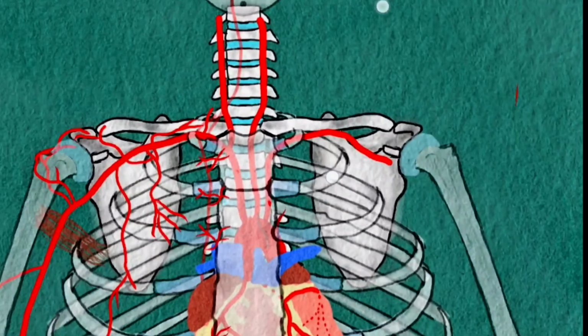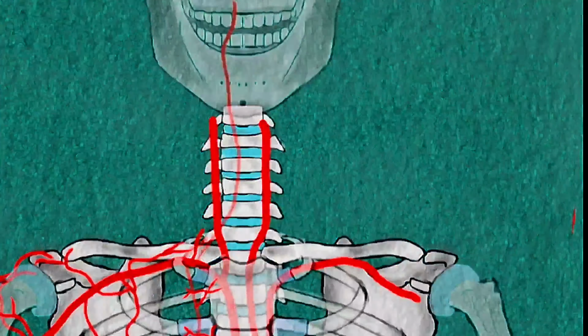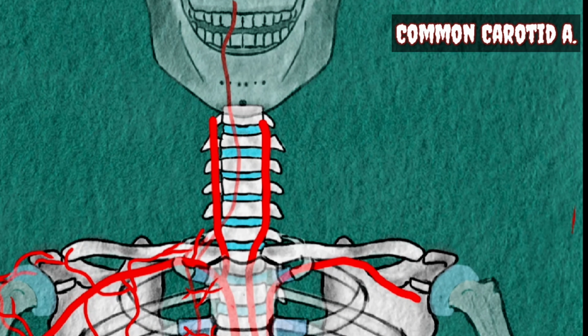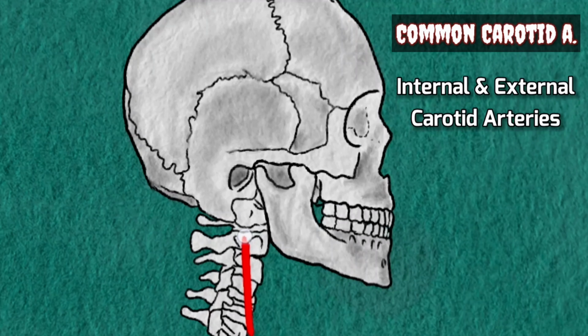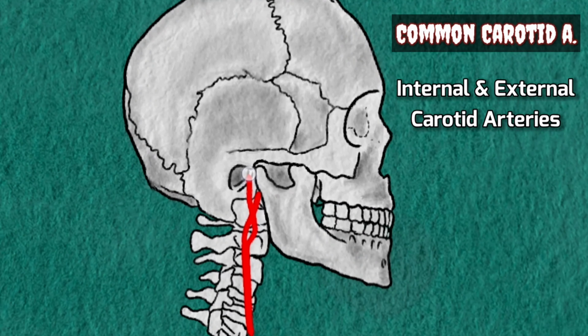Okay, let's follow our last major artery. It is the common carotid artery and runs up at either side of our neck. It supplies our head and neck. It is better reviewed from the side. It doesn't produce any branches until it reaches your jawbone, and then it splits into the internal and external carotid arteries.